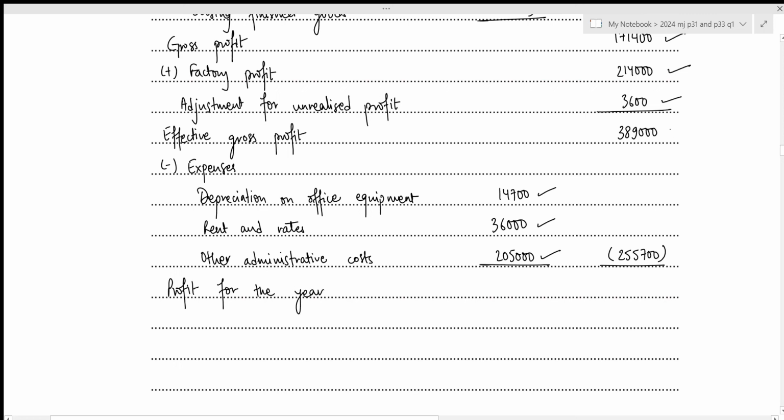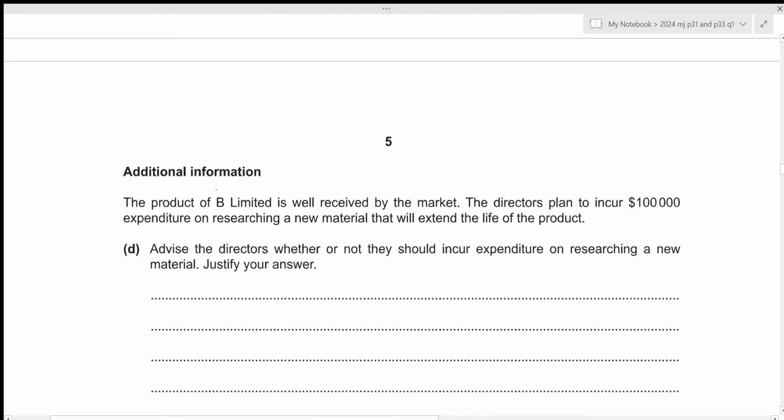That will be our effective gross profit of 389,000 minus the total expenses of 255,700, which results in the value of 133,300. That is all for our statement of profit or loss. Let's move towards the next part. We have been given some additional information.